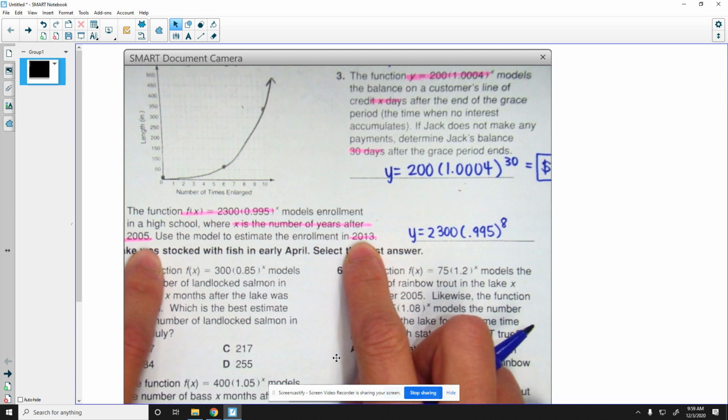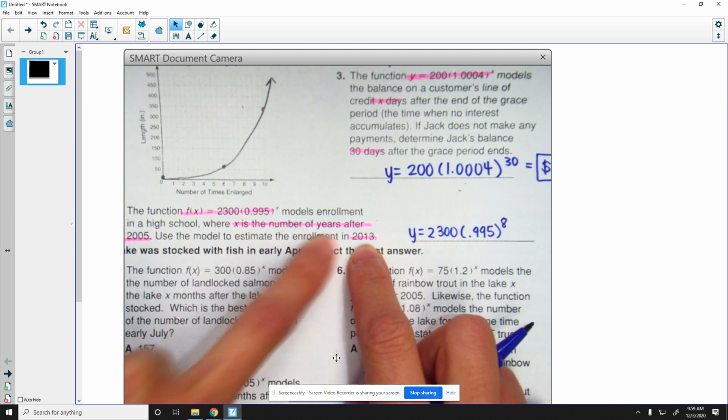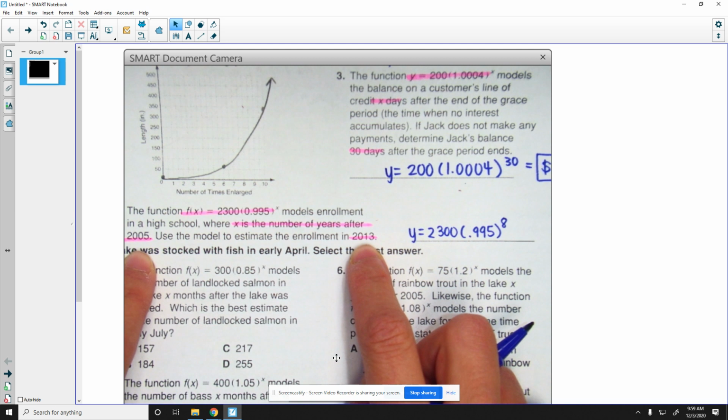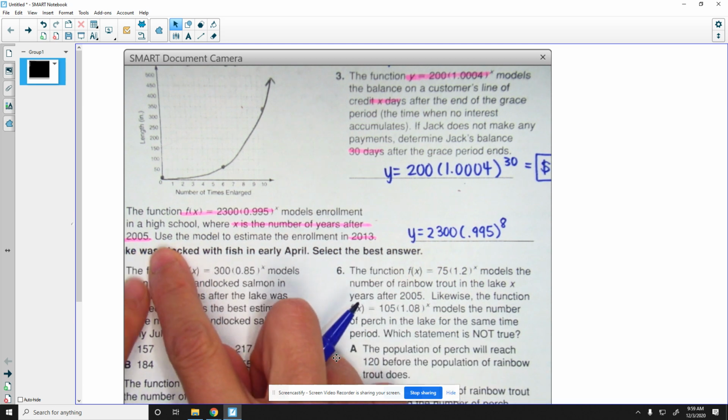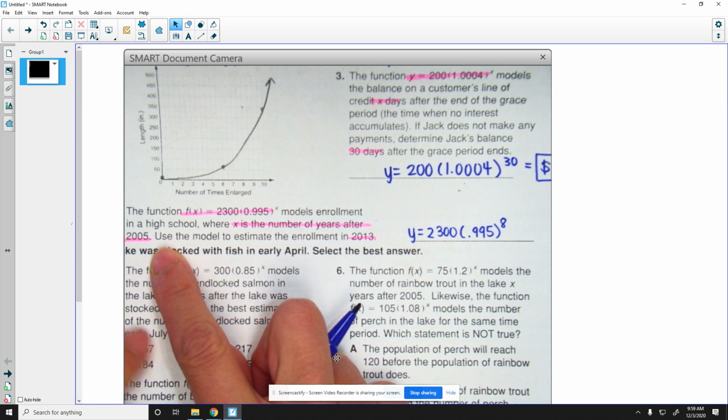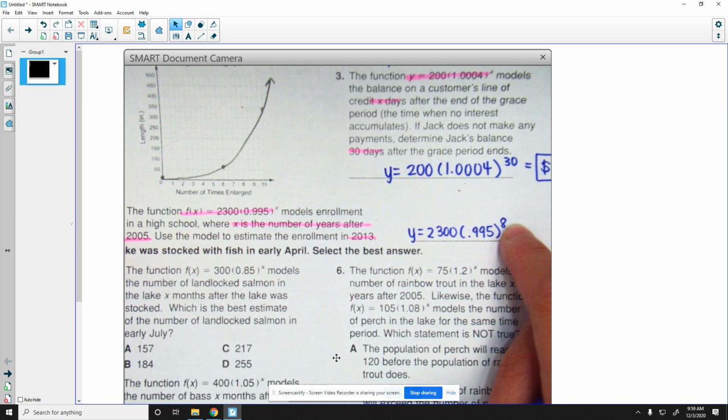Okay, so this is what Kip is saying. X is the number of years after 2005. So 2013 is how many years after 2005? 2005, 6, 7, 8, 9, 10, 11, 12, 13. It's 8 years after 2005. That's why you're plugging in 8.